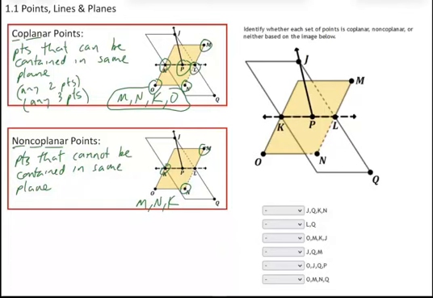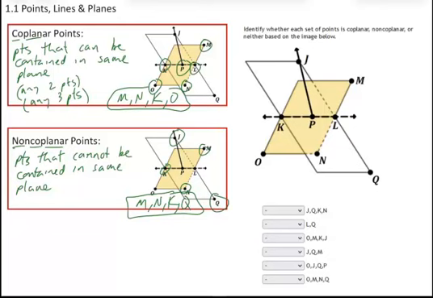Now if I took M, N, and K here, that shaded plane, and I wanted to find one more point that would make that set non-coplanar, what would be my 2 choices? J or Q. So it would have to be one of those 2, and now that's a set of non-coplanar points.